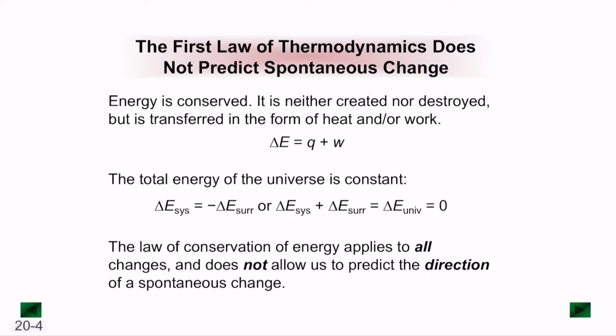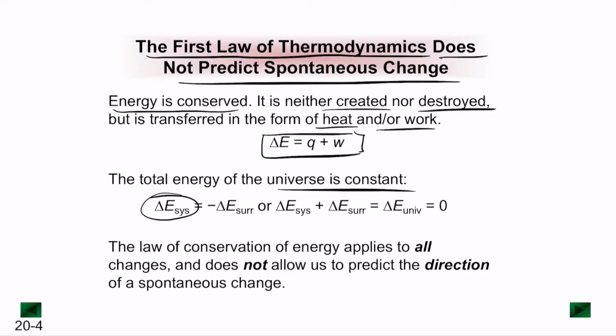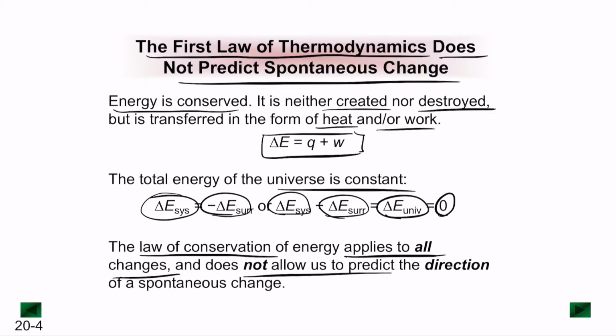So let's look at something that cannot predict a spontaneous change. The first law of thermodynamics cannot predict spontaneous change. We know that the first law basically says that energy is conserved, so it's neither created nor destroyed, but is transferred from heat to work or work to heat. So delta E equals Q plus W. The total energy of the universe: delta E of the system plus delta E of the surroundings equals delta E of the universe, which should be equal to 0. Now the law of conservation of energy applies to all changes and does not allow us to predict the direction of a spontaneous change.